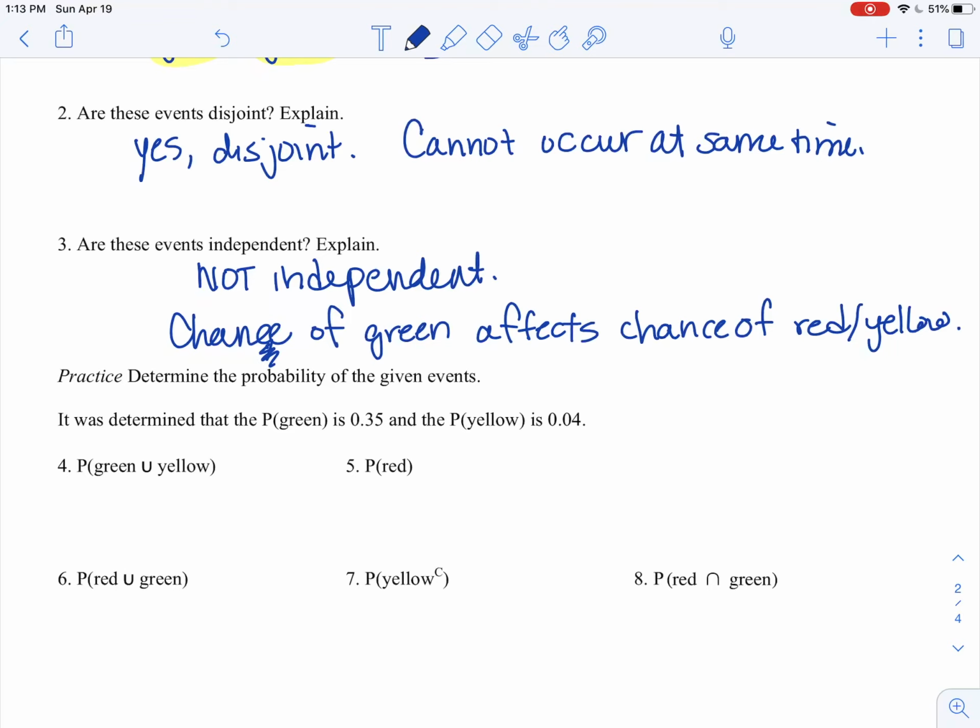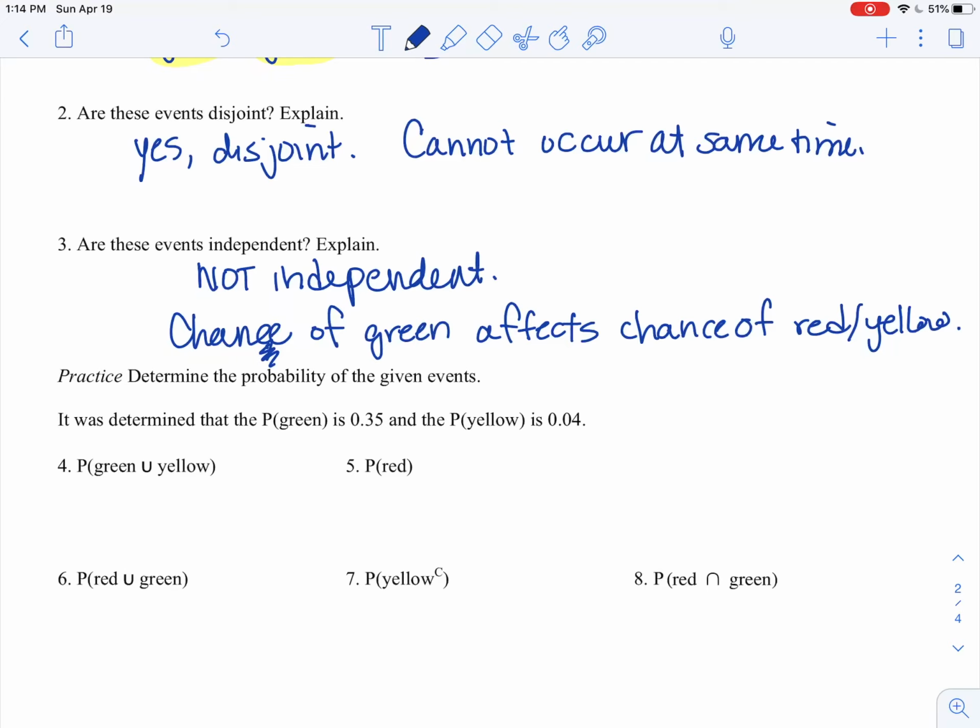Okay, so determine the probability of the given events. It was determined that the probability of getting green when you show up to the light is 0.35, and the probability of the light being yellow is 0.04. So think about our sample space right now. We only have green, yellow, and red. And when you add all those probabilities together, what do they have to add up to? They have to add up to be 1. So if I want to find out the chances of it being red, I'm going to find out the chance of it being green or yellow, and then I should just subtract that from 1.